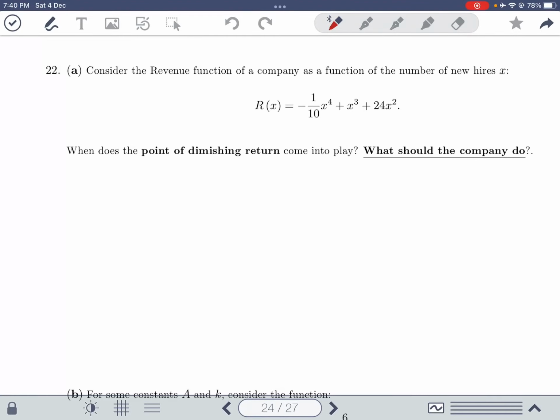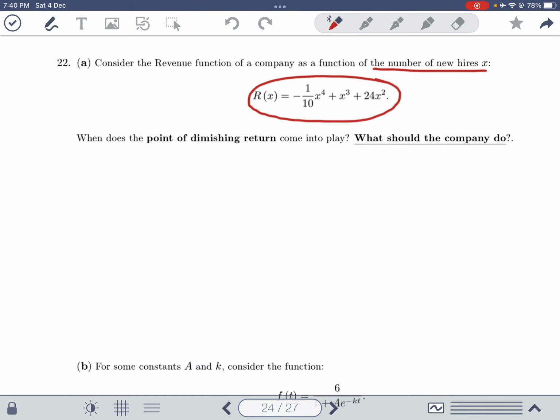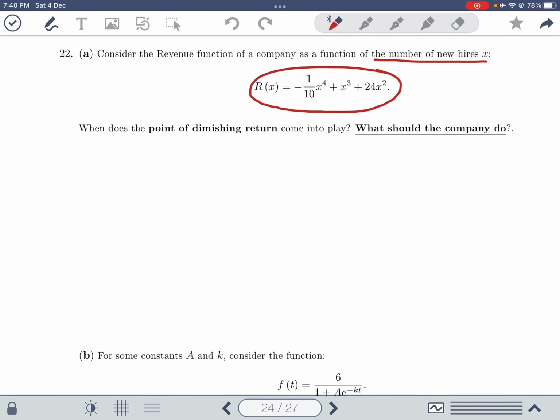Okay, in this question, we are given the revenue function of a company as a function of the number of new hires, x. So you give it how many new people were hired, and it will give you what the revenue will be. It's a funny function. But in any case, they're asking you, when does the point of diminishing return come into play? Remember the point of diminishing returns?